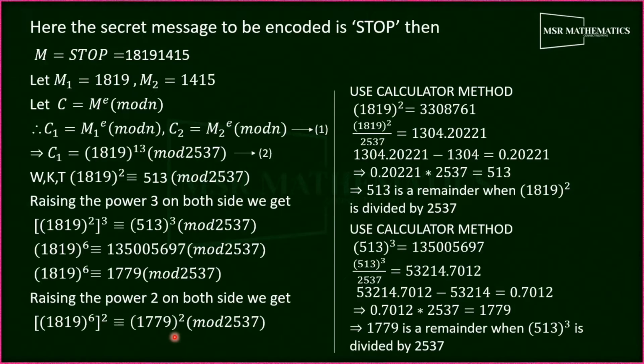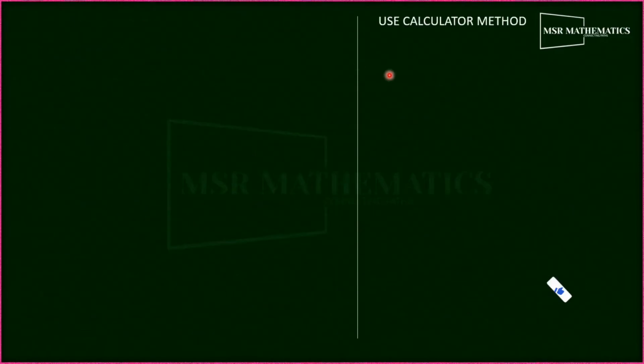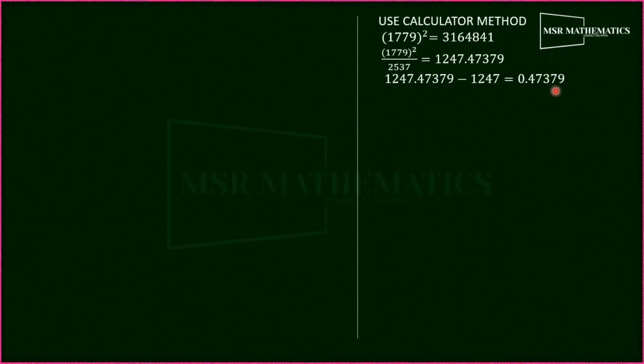Next step, in the right hand side, here we have to find the remainder value for 1779 power 2. That's the next step. Here again we have to use calculator method to find 1779 square. For that, first you have to find 1779 square as, here we get a value as 3164841. So in next step we have to divide that value by 2537. That's the next step. Here we divide this value by 2537, we get a value as 1247.47379. Next step, we have to subtract this value by 1247. We get value as 0.47379.